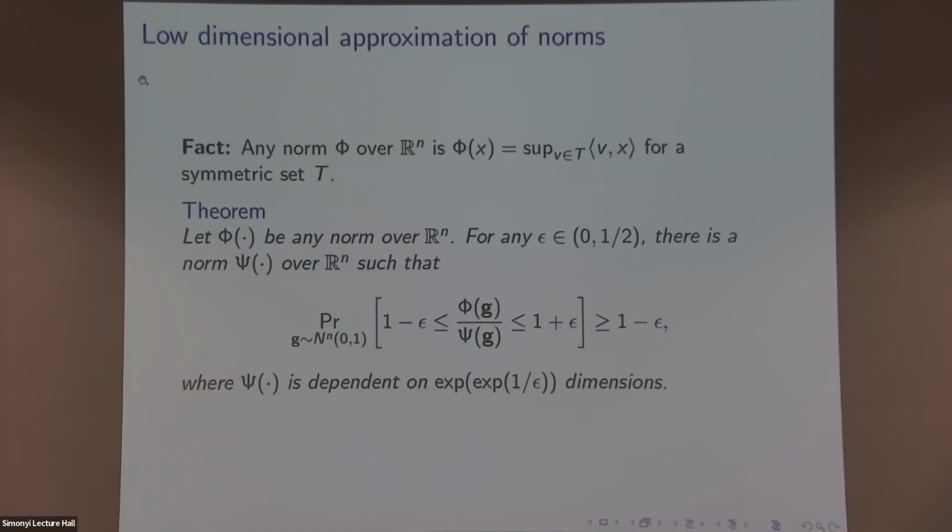So this is basically saying that any norm, if you look at a Gaussian space, is basically a constant dimensional thing. It can be well approximated by a constant dimensional norm. So for example, the L2 norm, on the Gaussian space, is essentially a constant, really. But a constant dimensional norm can approximate it.